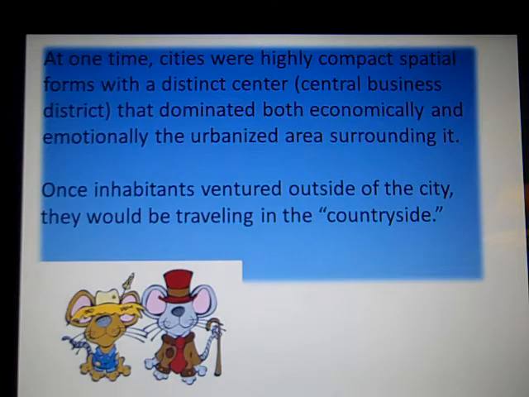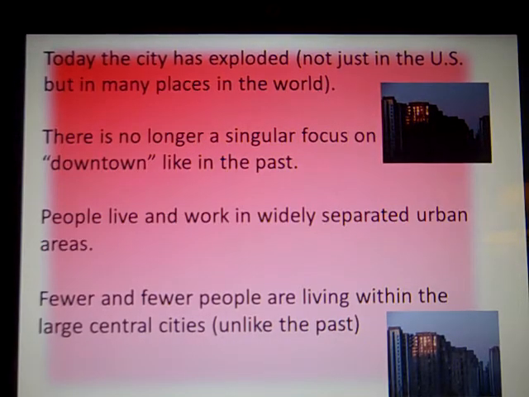So once inhabitants ventured outside of the city, they would be very quickly traveling through the countryside. So it's not as black and white anymore. There's not a clear delineation between urban and rural. There's sort of a gradual progression. We talked about this a little bit in class too. You have a city, then you go to the suburbs, and then you travel out to what are called the exurbs, and then a little bit further, and then you start to get out into the rural area. So there's not a clear line to cross where you're like, oh, now I'm in the city, oh, I'm taking one step, now I'm in the country. It doesn't quite work that way anymore, but it almost did at one time.